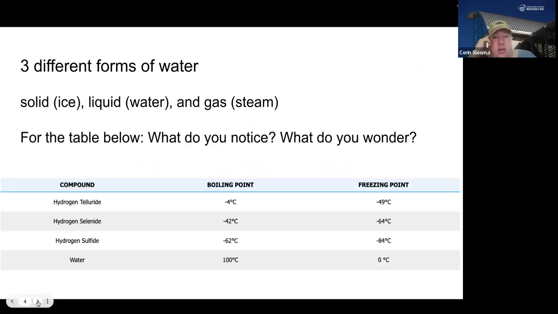different forms of water. So I want you to take a moment and look at the table below. What do you notice and what do you wonder about the information in the table?